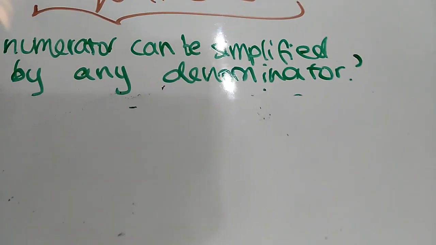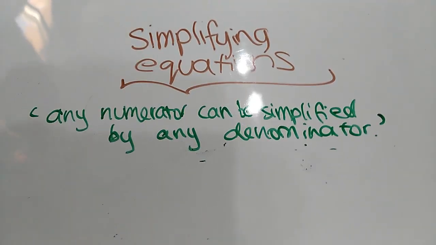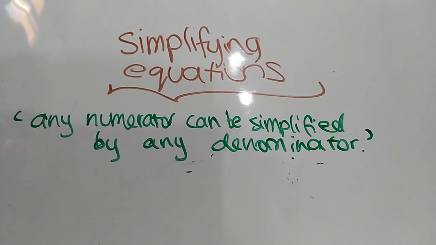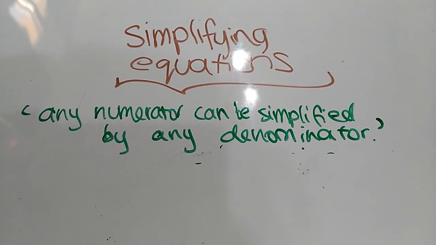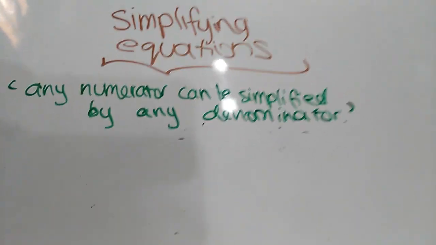You know how to simplify any one fraction by looking for factors of both the numerator and the denominator to divide through by, using the principle of equivalent fractions. Now you can move on to simplifying equations. Look at the following statement: any numerator can be simplified by any denominator. This is a rule you should remember.